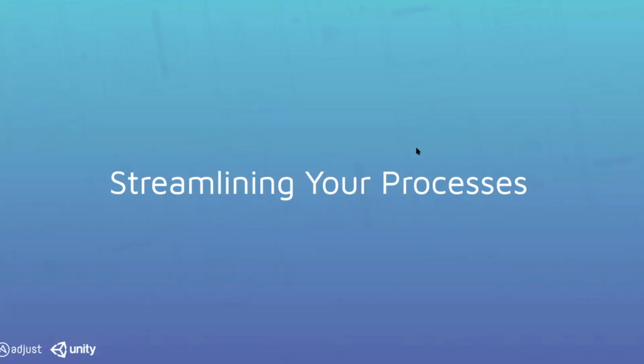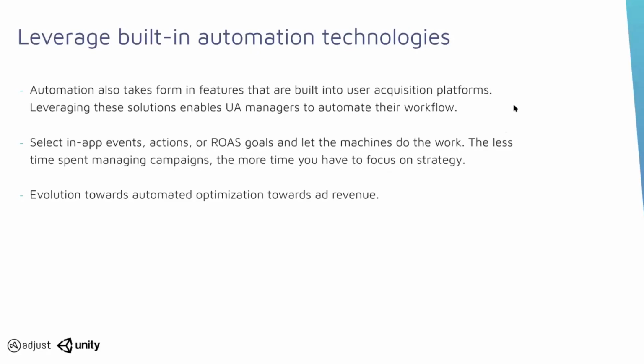I'll talk a little bit about how to streamline your processes even further using some of the built-in automation technologies that the different platforms and channels offer today. First and foremost, these built-in technologies exist in most of the large SDK networks and platforms today. They allow a UA manager to take advantage of this automation, which allows them to optimize towards specific post-install goals. These products allow a UA manager to define a post-install target, whether it be a return on ad spend or a custom in-app action, and then let the machines do the heavy lifting.